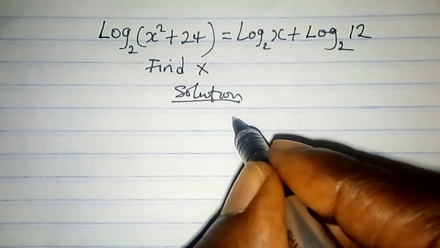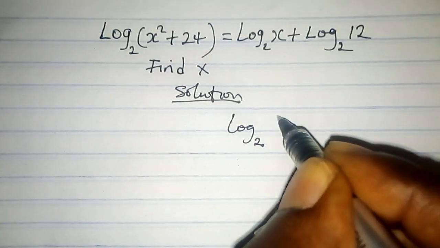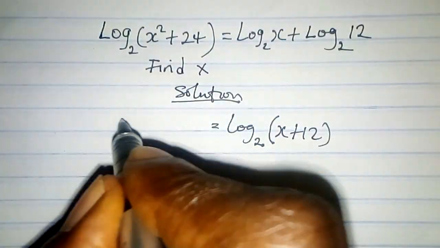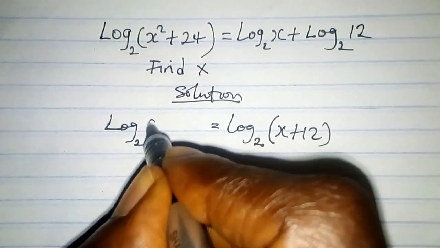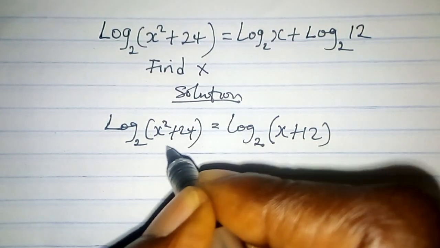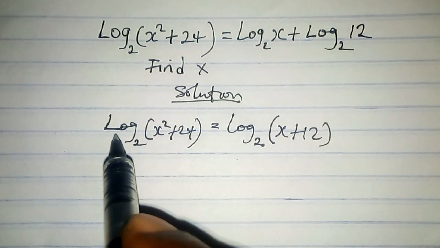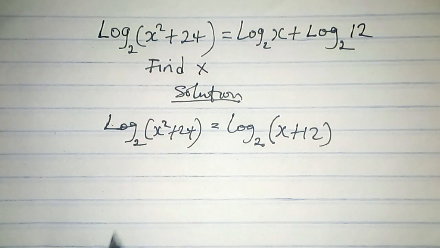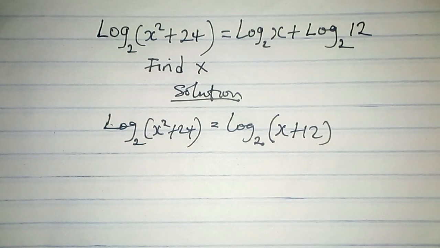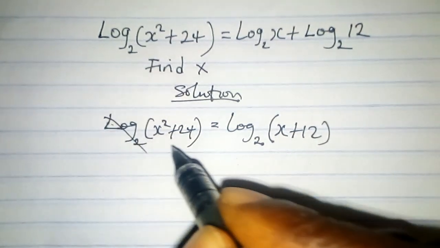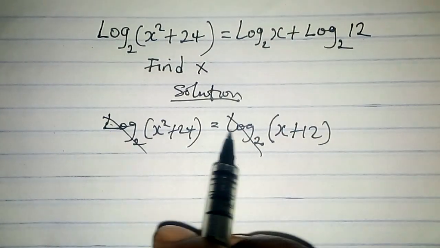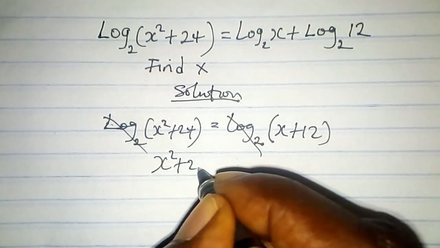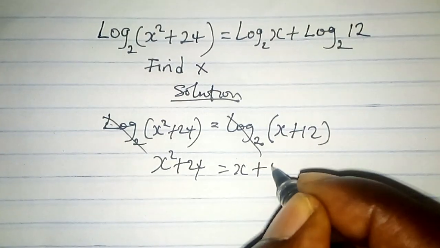We can rewrite it as log 2 into x plus 12, because log 2 is common to both. So we come to the left hand side and we write. Now, looking at what we have, you will agree with me that the log of base 2 can cancel out. So since the log of base 2 can cancel out, we cancel both sides, the log of base 2. So we are left with x squared plus 24 equal to x plus 12.